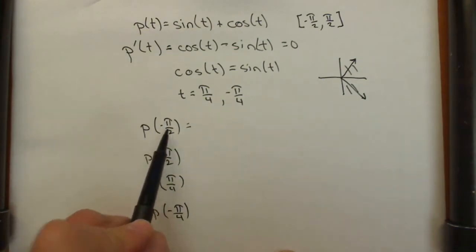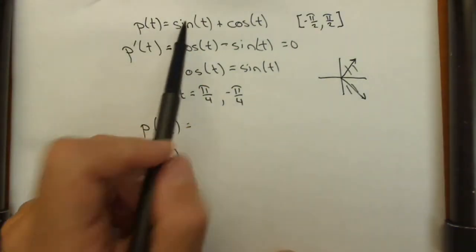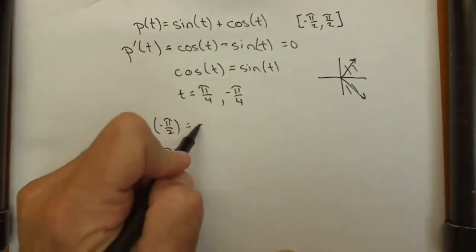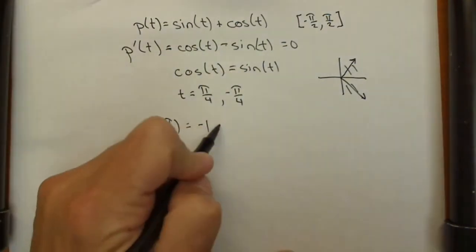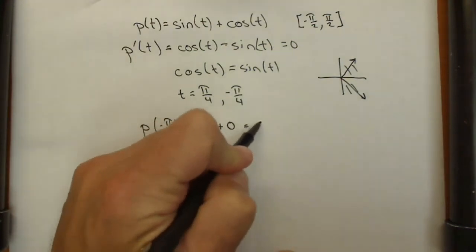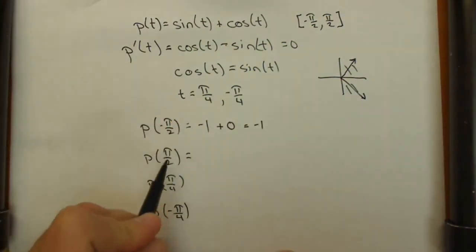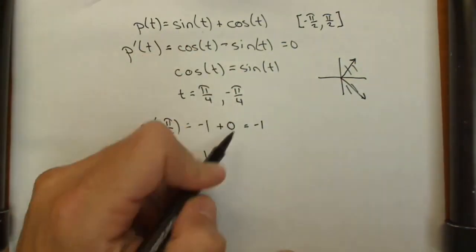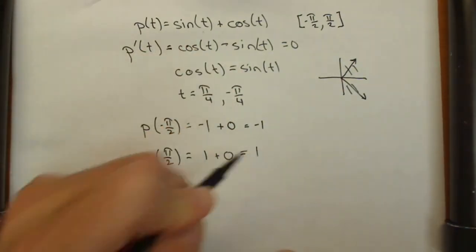So p of negative pi over 2. Remember, this is going into the original function. Sine of negative pi over 2 is negative 1. Cosine of negative pi over 2 is 0. So it's negative 1. P of pi over 2. Sine of pi over 2 is 1. Cosine of pi over 2 is 0. So that's 1.